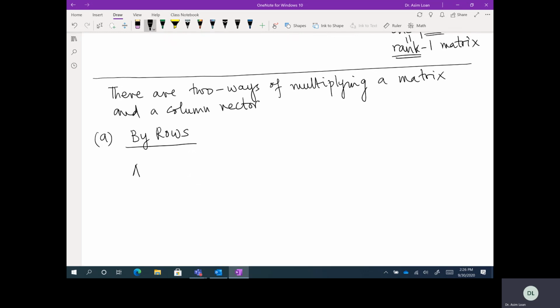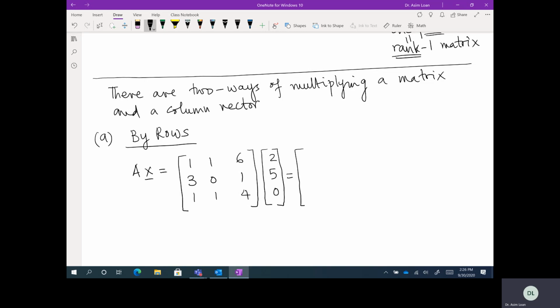So let's say we have A times X equals, so A is some matrix 1, 1, 6, 3, 0, 1, 1, 1, 4, and X is some column vector 2, 5, 0. Okay, so what you do is this row times this column would give you the first one. So let me write it down. This is actually a 3 by 3 into a 3 by 1. So this is going to be a 3 by 1 vector. So 1 into 2 plus 1 into 5 plus 6 into 0 equals, and we'll see what that is, 3 into 2 plus 0 into 5 plus 1 into 0, and we'll see what this is.